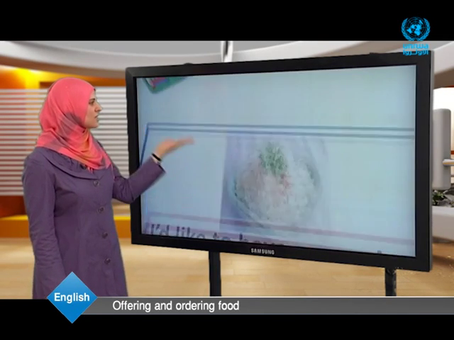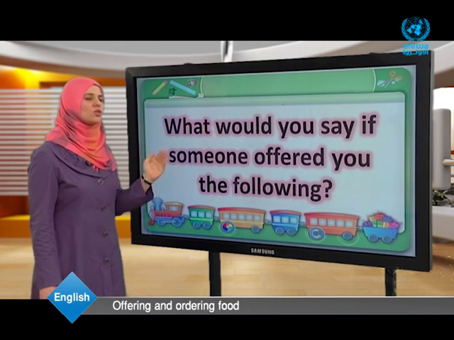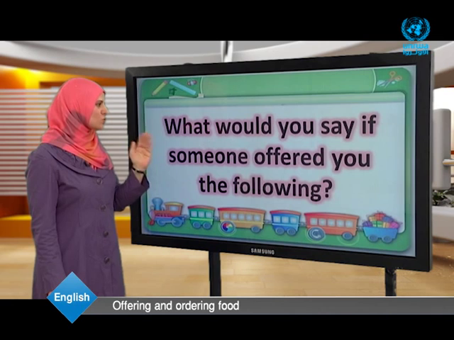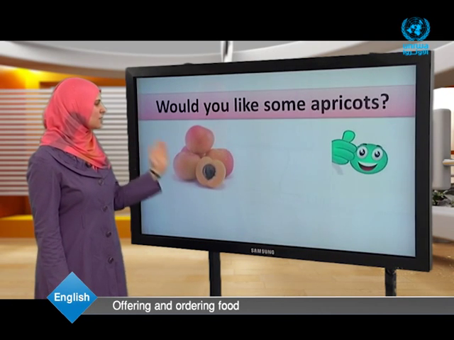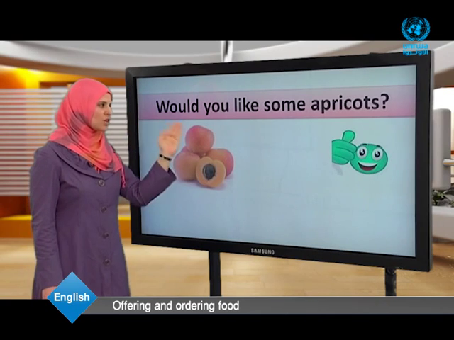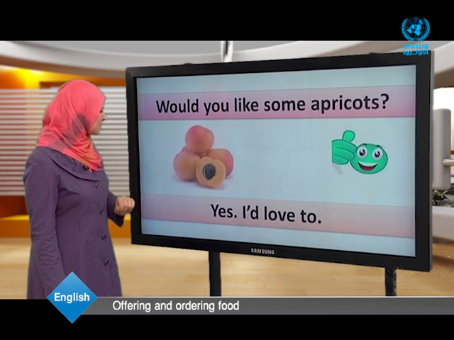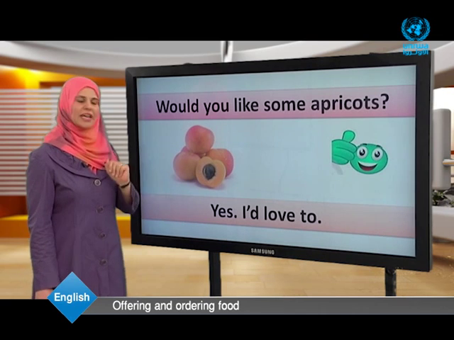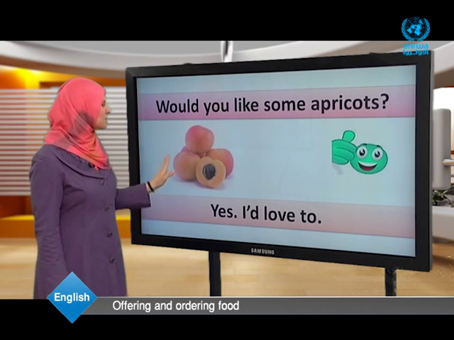Now, dear students, let's have another activity, which is, what would you say if someone offered you the following? Look, dear students, apricots. Would you like some apricots? Your answer must be yes. Very good. The answer is yes, I'd love to. Again, would you like some apricots? Yes, I'd love to.